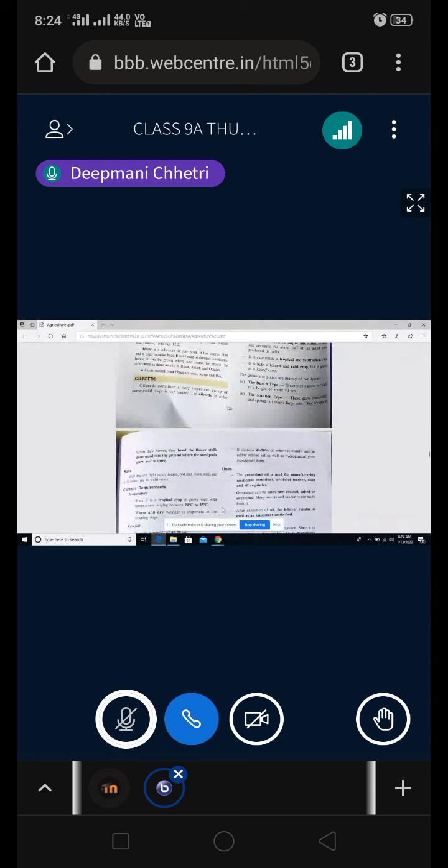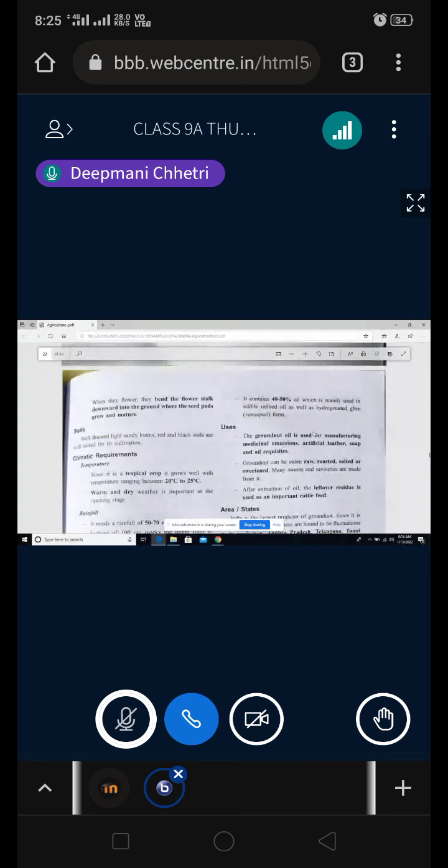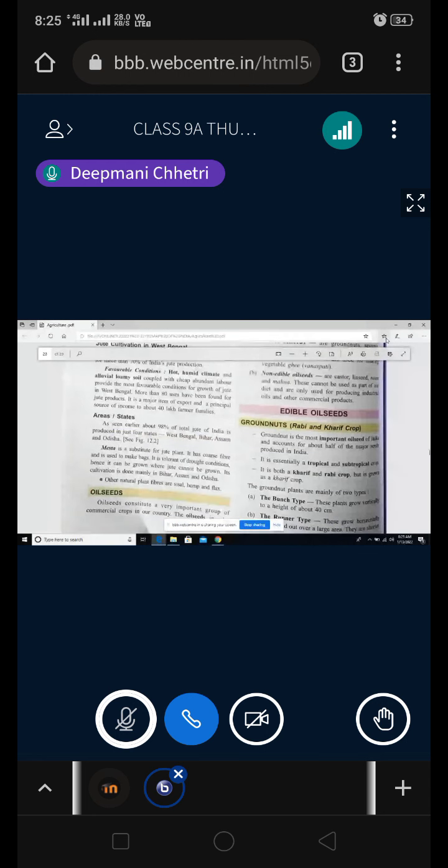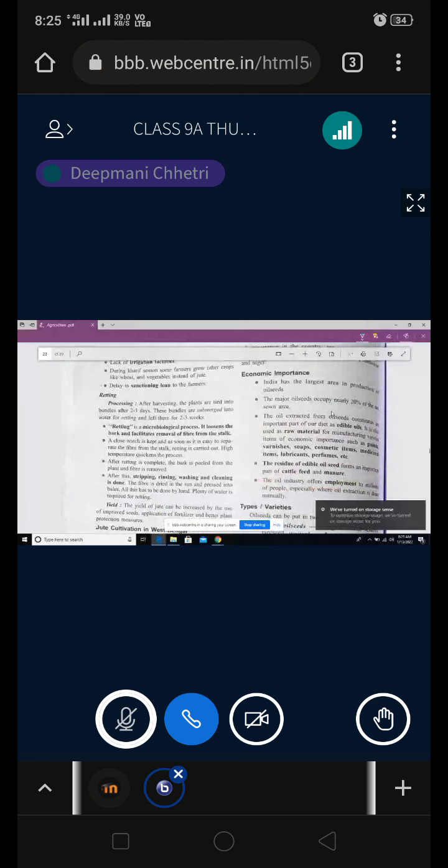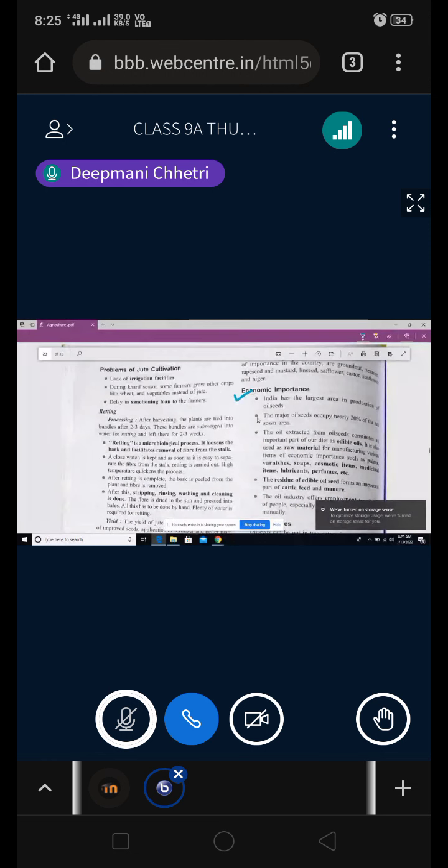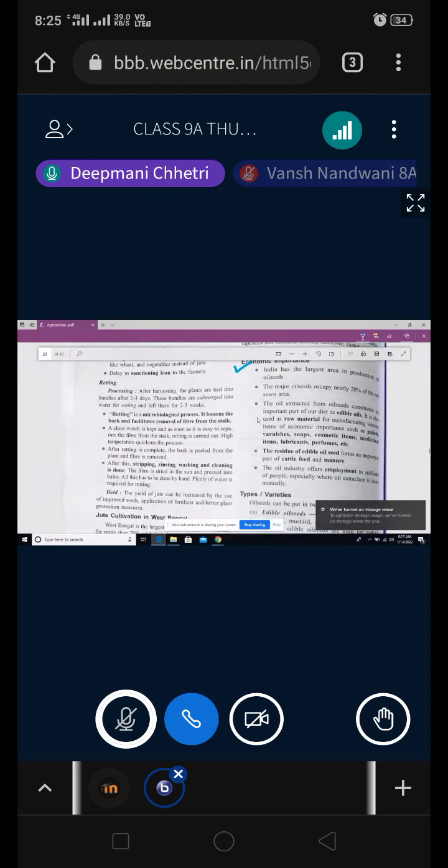Okay, without wasting much time, let's begin with this. I believe in the class we have completed this particular lesson, the economic importance of oil seeds. Yes or no? Can you see the screen? Yes, sir. So I gave you two questions here. One is the economic importance of oil seeds, and the second one is industrial use of oil seeds. And for industrial use, I think you all have written about paint and all this. So this is also done.